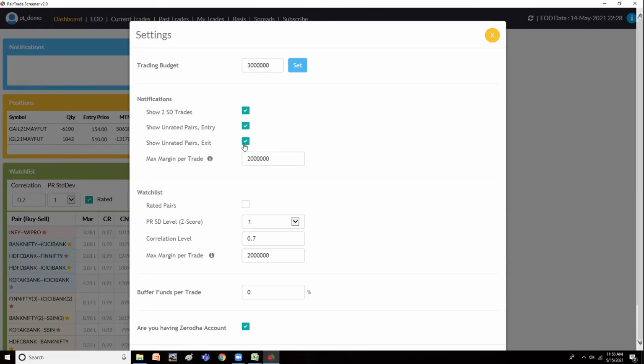If I say show me that, then all the pairs will be shown. Show pairs exit also, unrated pairs. See, if I am not interested in unrated pairs, then I don't want to see exits also. So I don't want to see that.